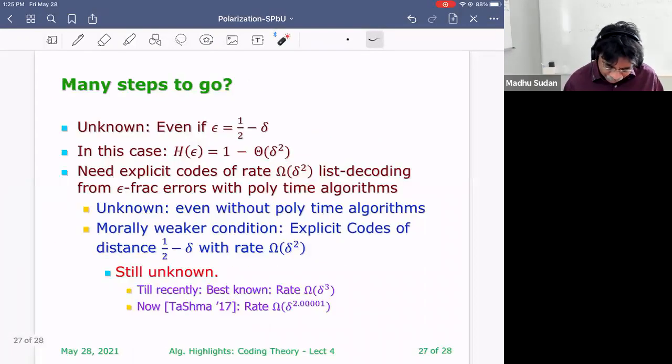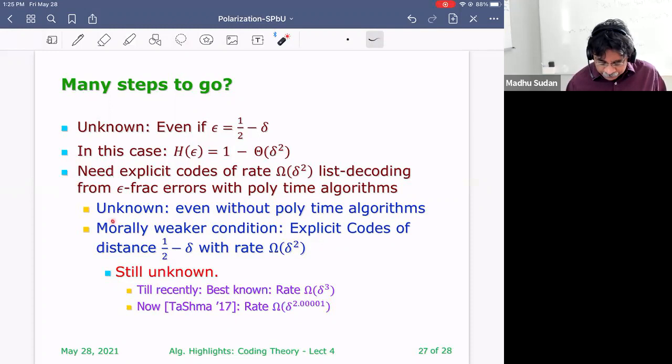I think I should have done the parameters slightly differently, but anyway, never mind. I made that error, but trust me, what you need, if you're looking at entropy which is that much, to qualitatively achieve capacity is to say we can get codes of rate about delta squared which are list decodable from this fraction of errors. So even for the special choice of epsilon, I do not know how to do it.